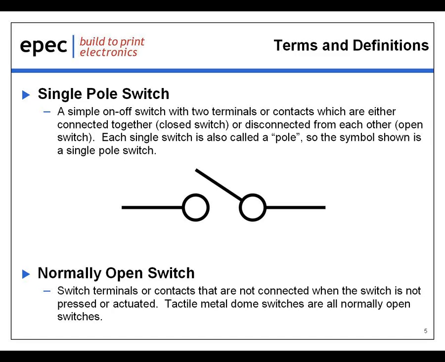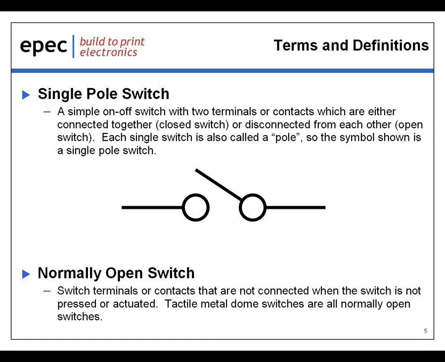Our first definition is a single pole switch. This is the simplest switch in terms of having just two terminals. And when these two terminals are electrically connected, the switch is closed and electricity flows. When the terminals are not electrically connected, the switch is open. Each single switch is also called a pole. So a single pole switch has a pair of terminals that controls one circuit.